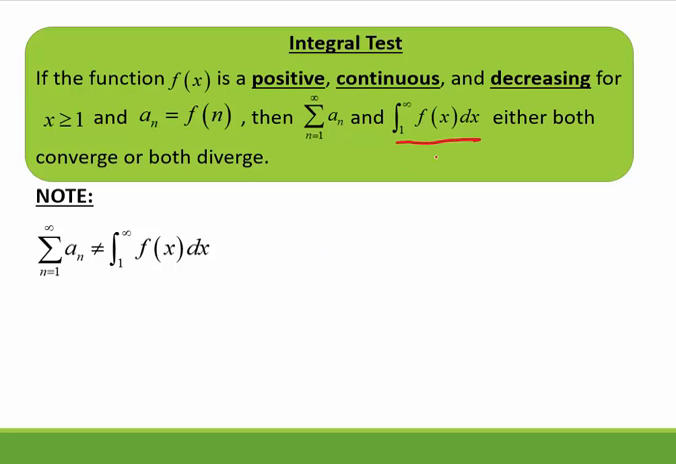So if the improper integral converges, your series is going to converge. If your improper integral diverges, then your series is going to diverge. Now keep in mind that the sum of the series is not necessarily the area under the curve. So even though I might be able to find a value, it's not going to tell me what the actual value is.